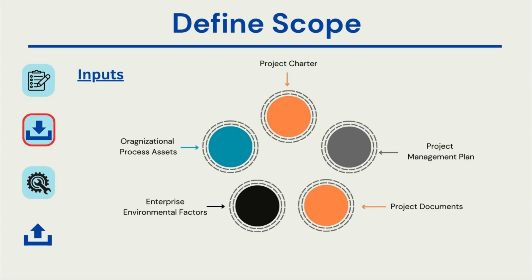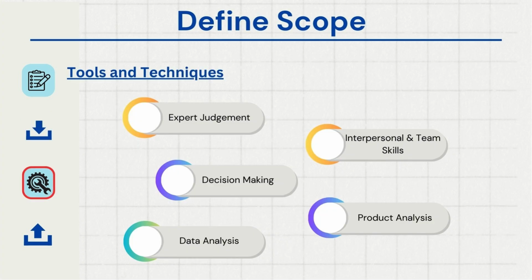So what do we use as input for the scope definition process? We refer to the project charter, project management plan, certain documents, enterprise environmental factors, and organizational process assets. In terms of the project management plan, we specifically refer to the scope management plan. Regarding certain project documents, we look at assumption logs. If any assumptions exist regarding scope definition, they must be explicitly mentioned. This helps us, and we can also refer to requirements documentation, risk registers, and similar documents as they are useful references during this process.